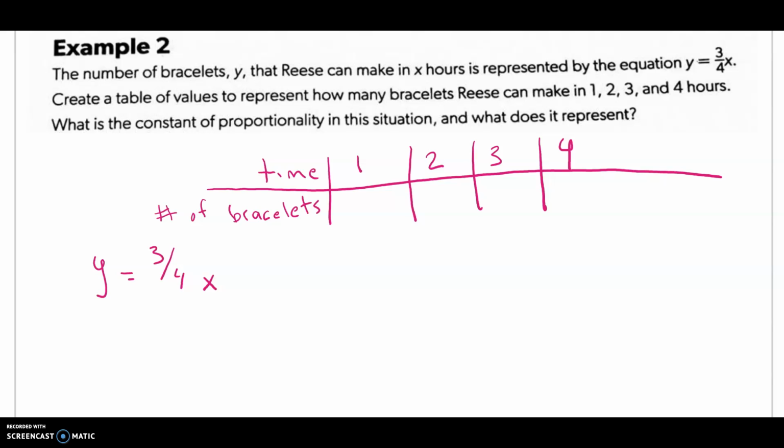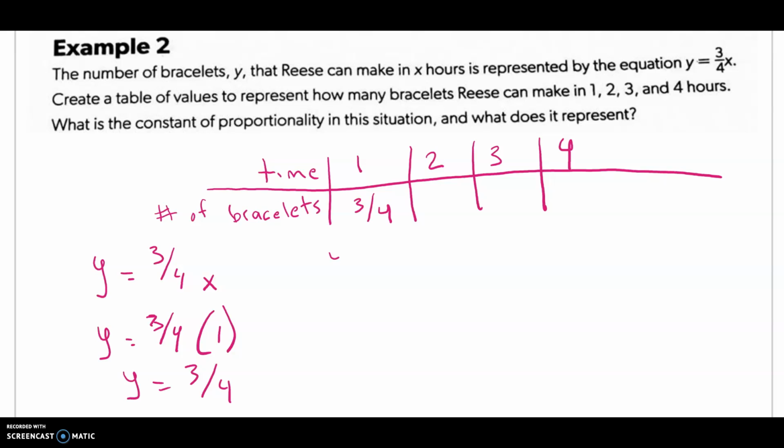So in the first column, we have a 1. Instead of x, we can replace that with a 1. 3/4 times 1 gives us 3/4. So our y value when x is 1 is 3/4.